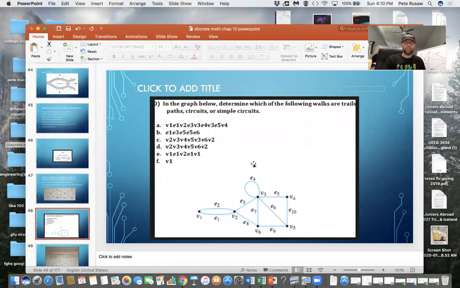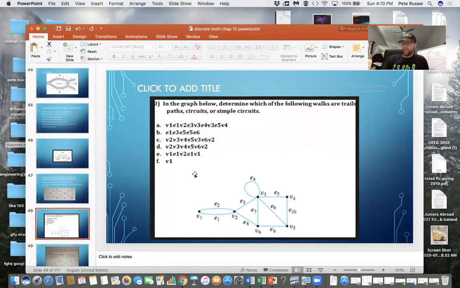Here's a problem. If these are the movements and we want to define the name of that movement, what would it be? So you can pause the video, look at A through F, and consider the names of the types of movements being described by these different routes. So go ahead and pause the video, do that. That was fast. Here we are.